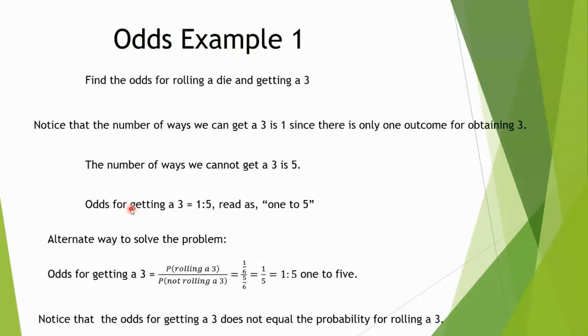All right. So here's an example. Let's find the odds in favor of, or the odds for, rolling a die and getting a 3. Again, we can assume the die is fair. If it wasn't, then we would be told that.